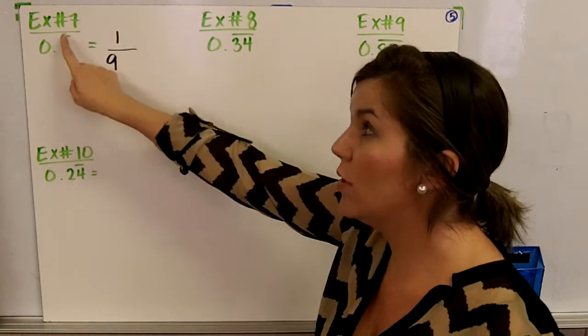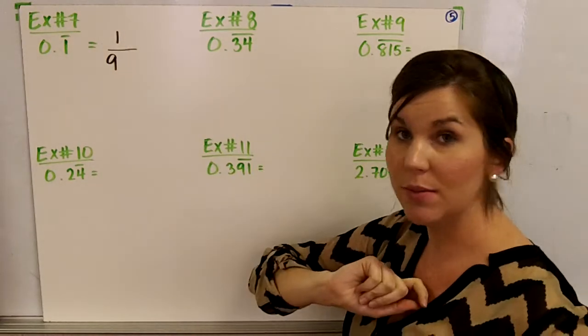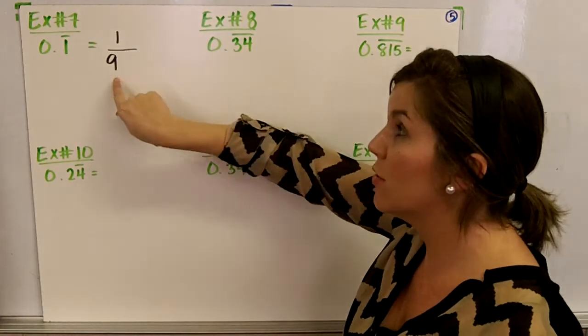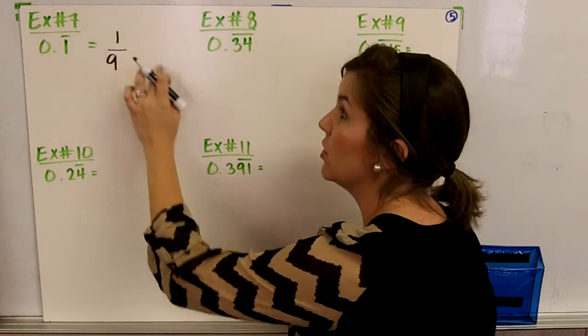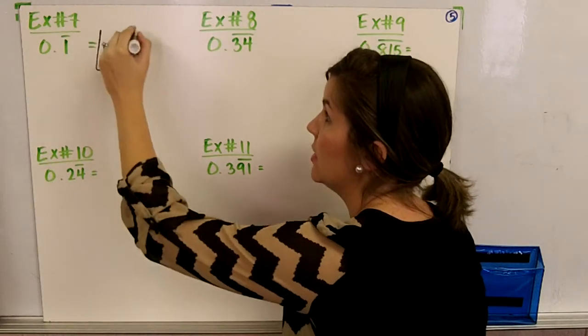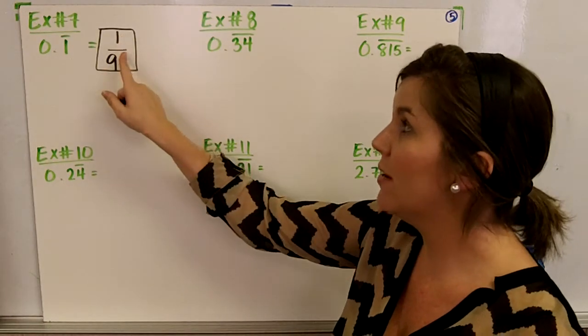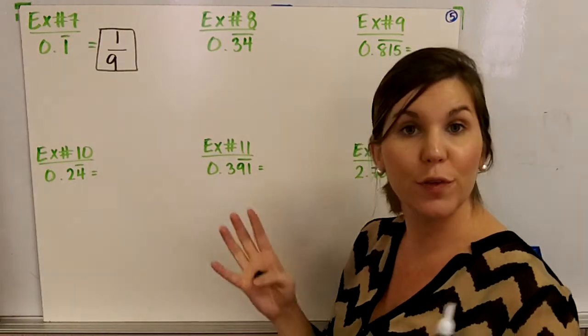So I write my whole number in the top. So just ignore the decimal, ignore the bar, write the number in the top. So 1 goes in the top. And there's only one digit under the bar. So there goes a 9 in the bottom. 1/9 is reduced to lowest terms. So this is your answer. And you can check yourself by typing in your calculator 1 divided by 9, and you should see 0.11111, and it'll fill the screen up.